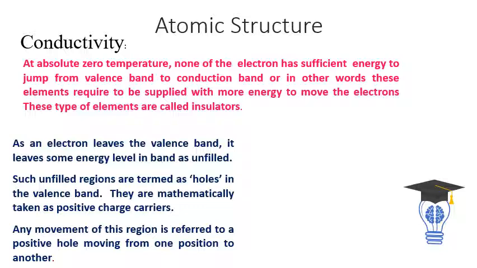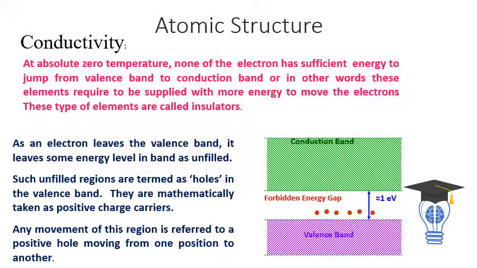When an electron jumps from the valence band to the conduction band, it leaves a hole. It leaves a hole, making that atom positively charged because a negative charge has moved out. This is the forbidden energy gap, which we discussed in the last slide. Here 1 electron volt is required for an electron to move from the valence band to the conduction band.